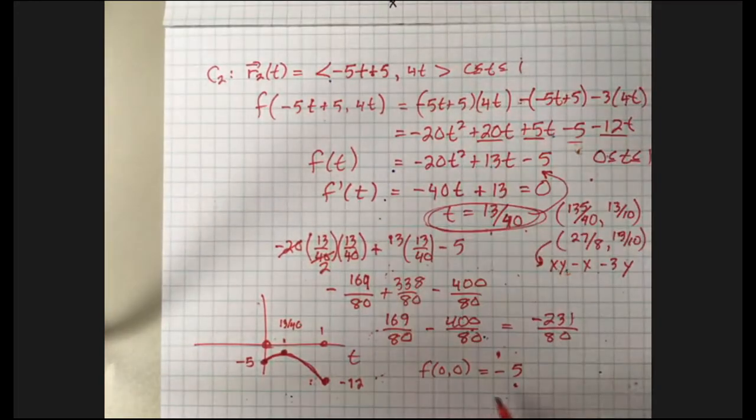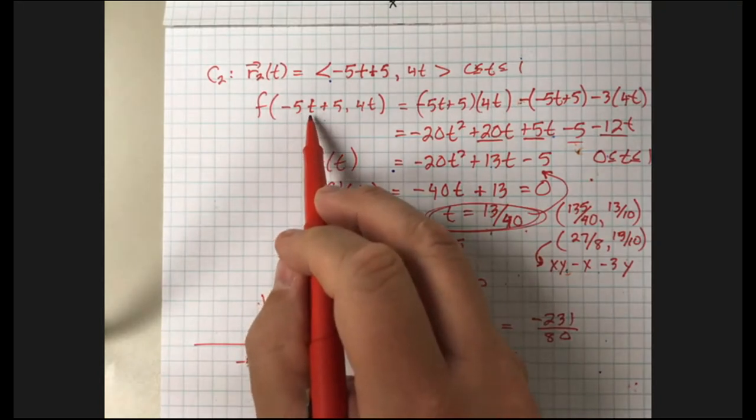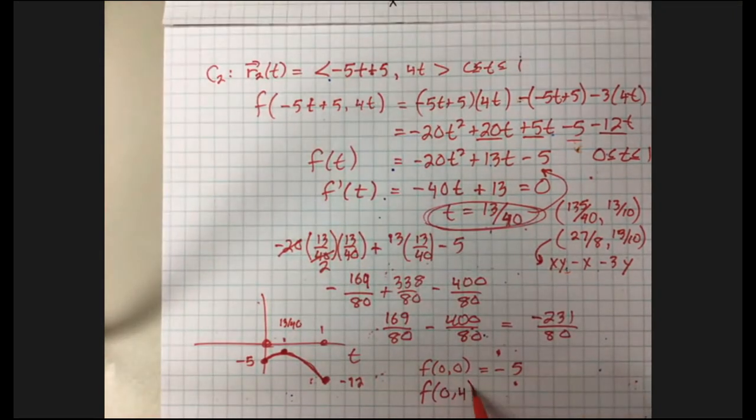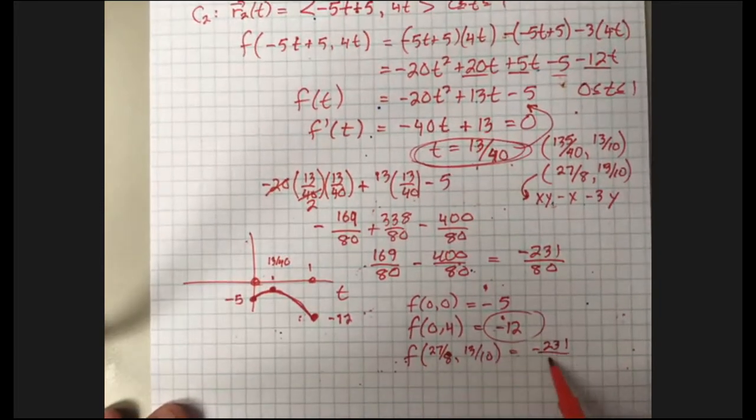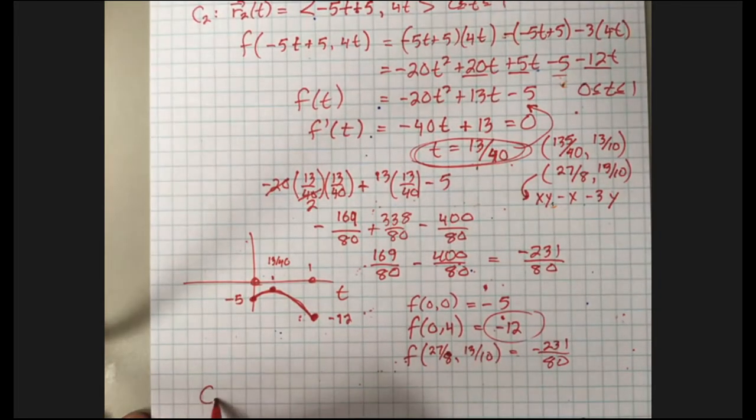This is a pain of examining the boundary. F of what's this point when t equals 1? Where are we at? 0 and 4. This is another corner. And now it's minus 12. That's looking pretty far down. And then I have a relative high point at 27/8 and 13/10. It's a relative high point of minus 231 over 80. Okay, that was the painful boundary.